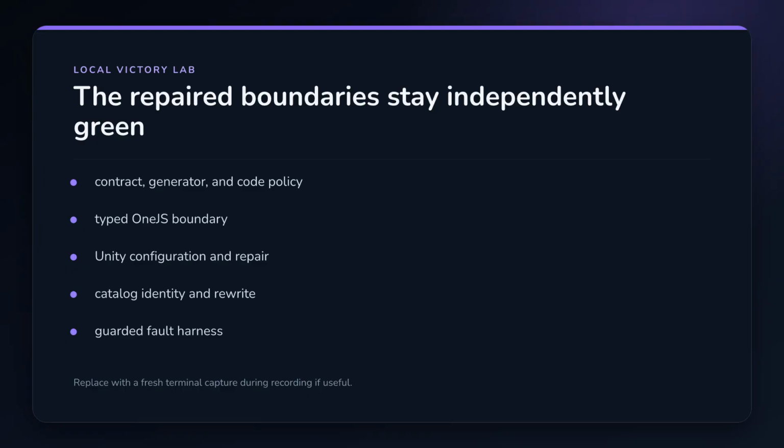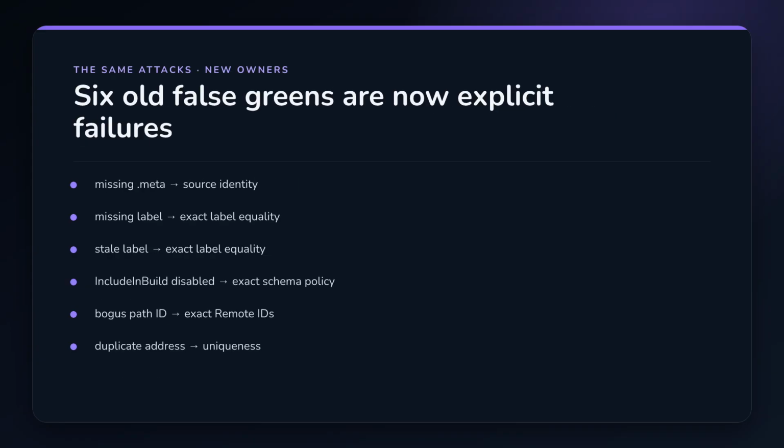We began with 6 ways to break the old pipeline while every check stayed green. The old lab still reproduces all 6 false greens. We kept it as the before picture instead of quietly changing the old test until the embarrassing result disappeared.